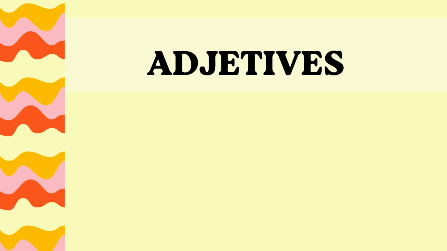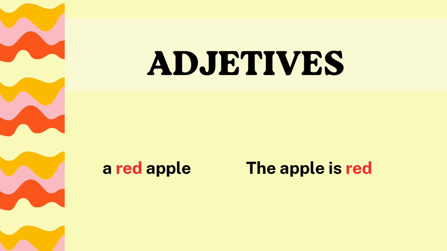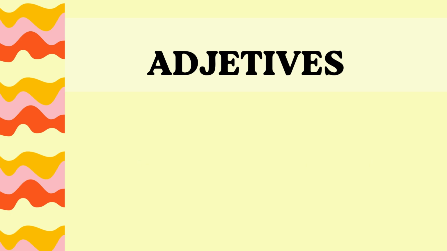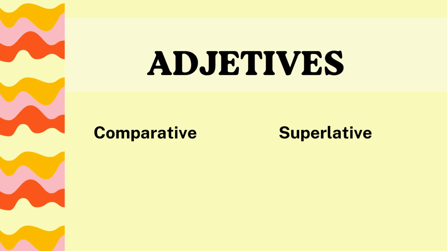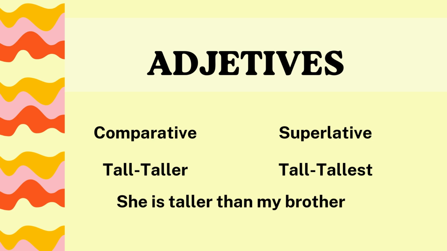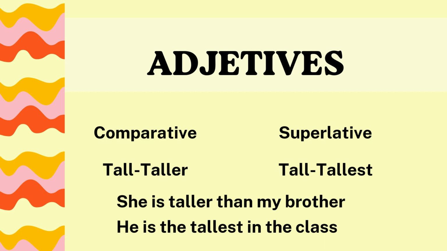Adjectives come in various forms and can be used in different positions within a sentence. They can appear before the noun they modify, as in a red apple, or after a linking verb, as in the apple is red. Adjectives can also be used in comparative and superlative forms to compare two or more things. For example, tall becomes taller in the comparative form and tallest in the superlative form. She is taller than her brother, and he is the tallest in the class.